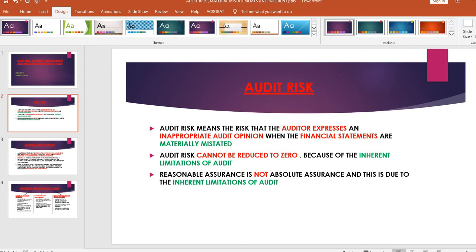The second thing discussed here is that audit risk cannot be reduced to zero because of the inherent limitation of audit. I already told you, in each audit we will resort to test checking. Because we are resorting to test checking, less than 100%, can you guarantee that you have read the financial statements as a whole?